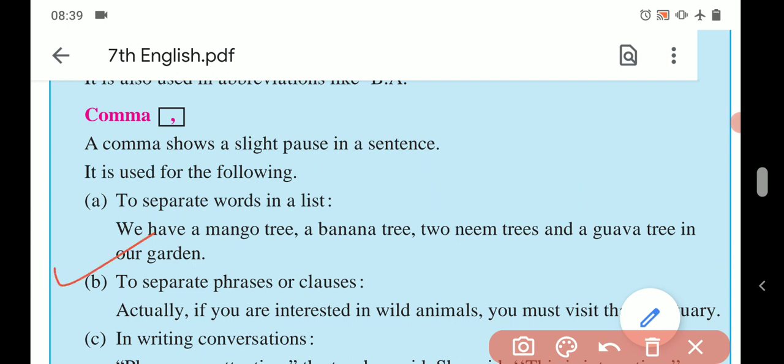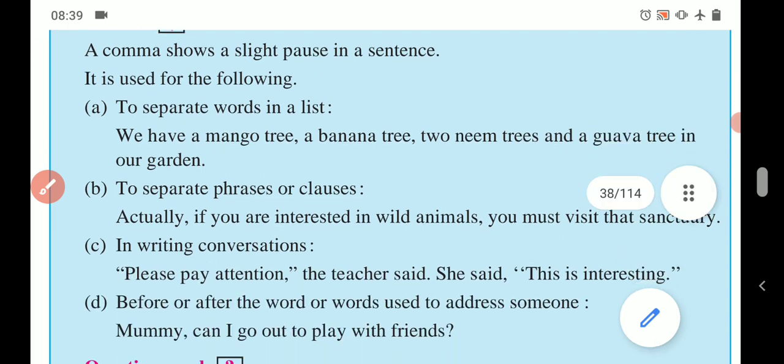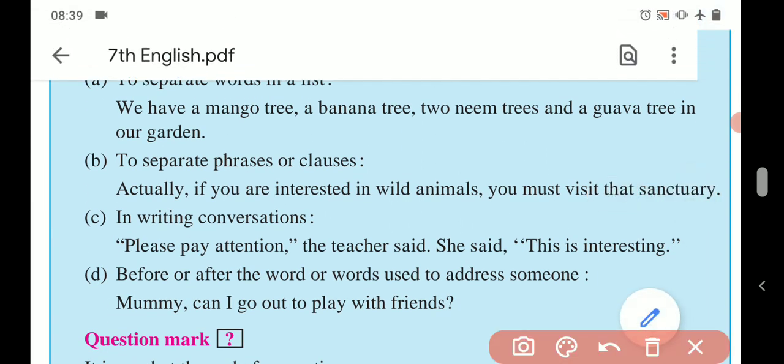Next use of comma, to separate phrases or clauses. If you are to separate a group of words, that we call a phrase, or if you are to separate a clause, means a small sentence used as a part of a long sentence, at that time you can use comma. Example: If you are interested in wild animals, comma, you must visit that sanctuary.